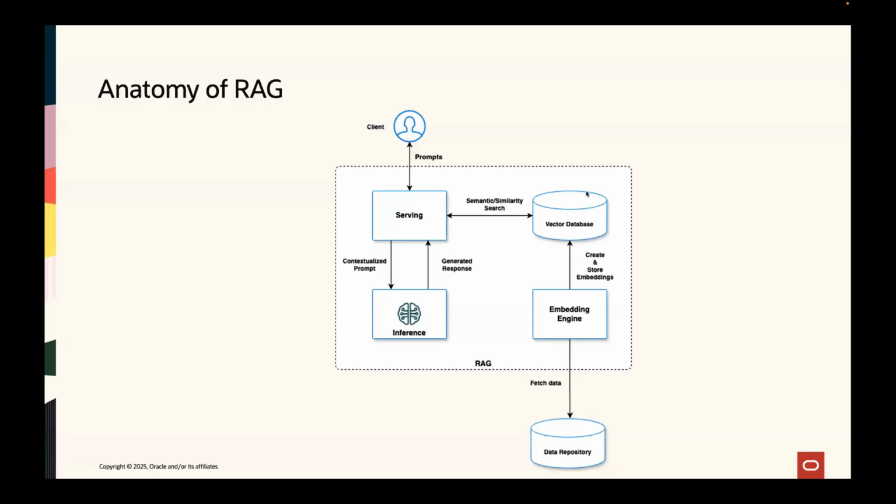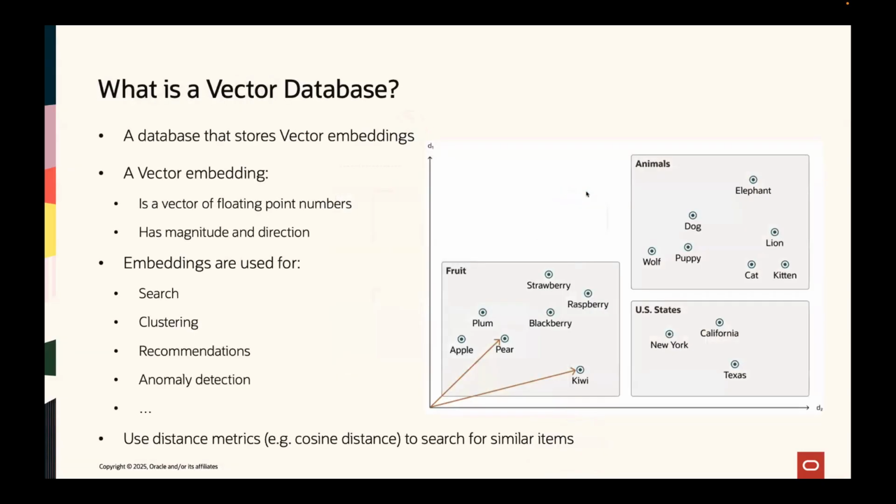And then the other part is the retrieval part, or the search. That requires the ability to do a semantic similarity search on the vector database. So let's dive a little bit deeper into what a vector database is.